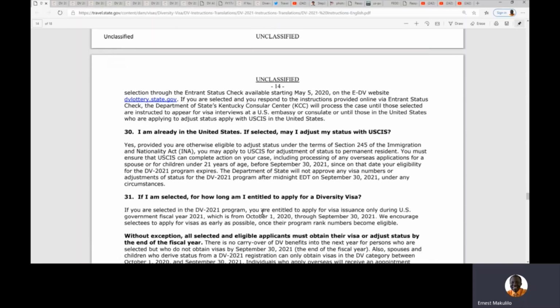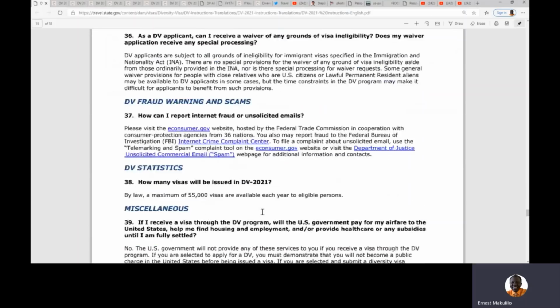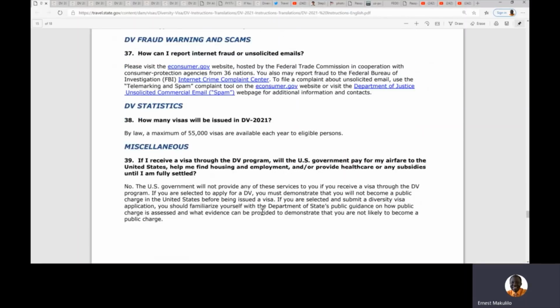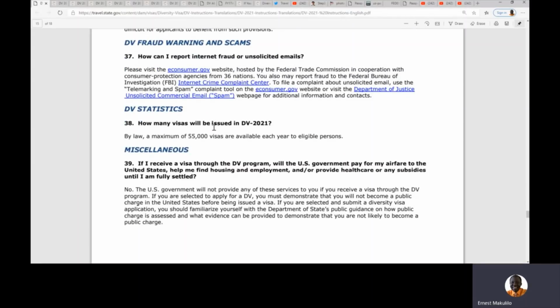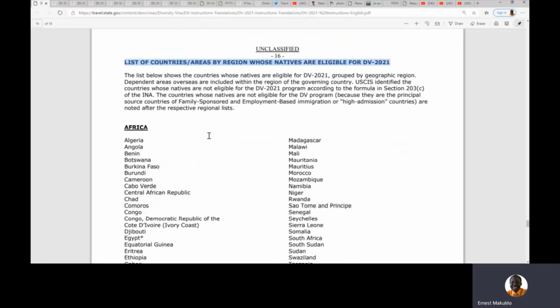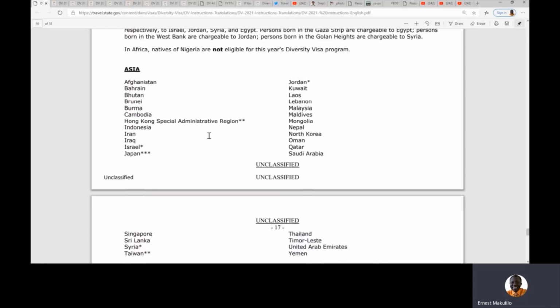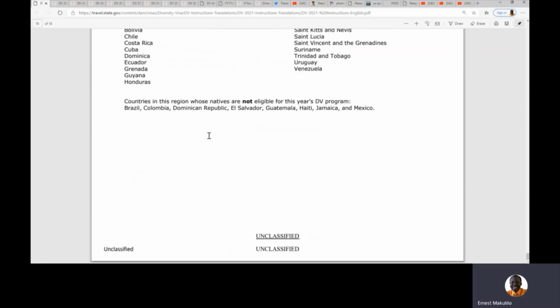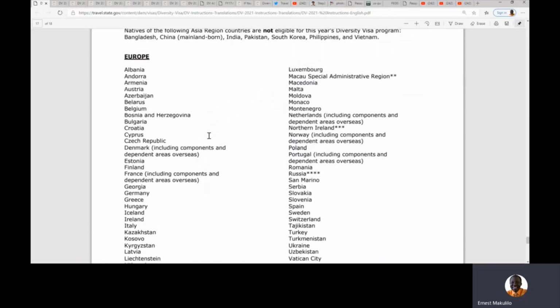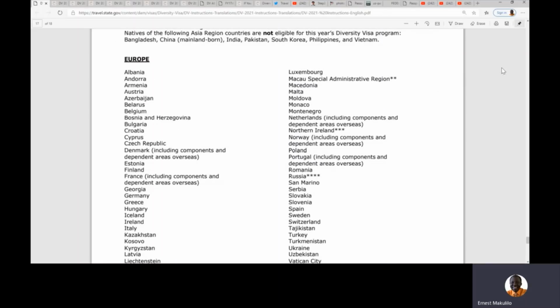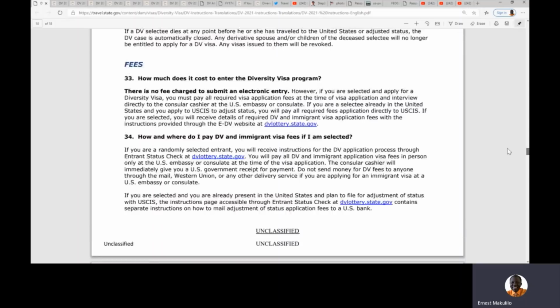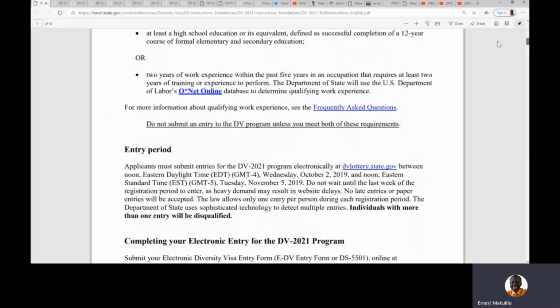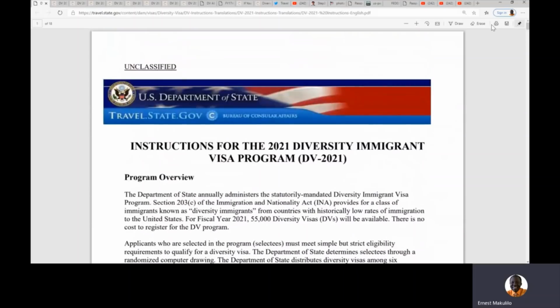So these are some of the frequently asked questions. They also cover how many visas will be issued. The maximum is 55,000. And these are the countries. Each country has been allowed to apply, with the exception of Nigeria among the countries in Africa. So those are the countries which are allowed, and that will be the end of all these requirements. So a few things I want to make sure that you know. For the DV 2021, all the time we are saying the results are supposed to come out on May 5th.